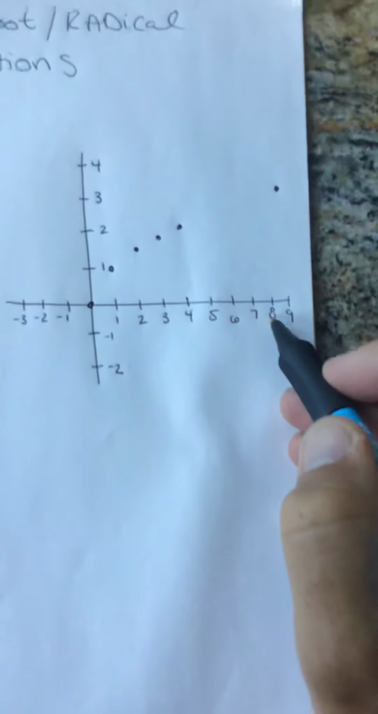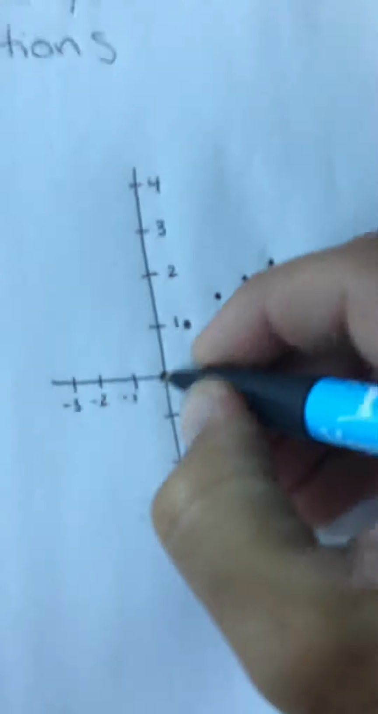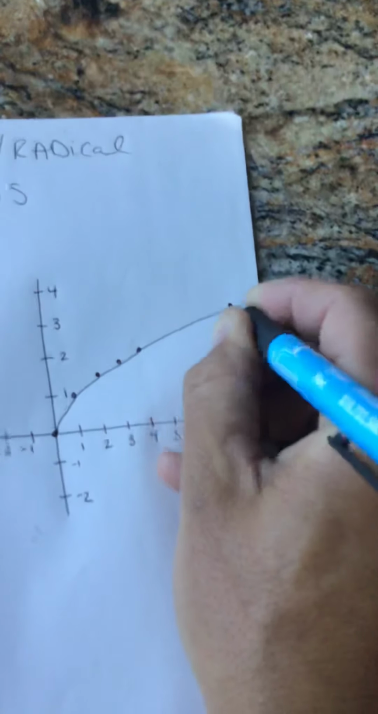Now I want to be clear, the numbers 5, 6, 7, 8 can be plugged into this function, and you can get out decimals to approximate them. Let's see what this would look like when we graph it.